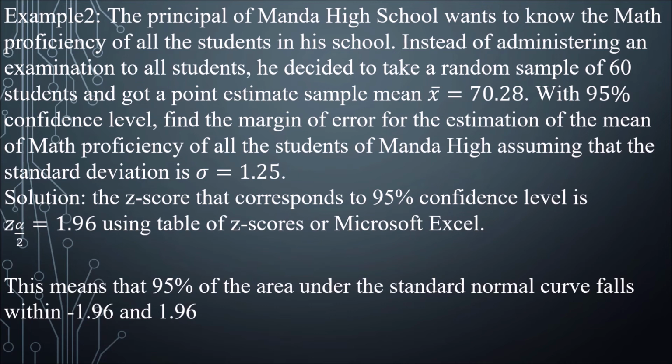For the solution, the z-score that corresponds to 95% confidence level is 1.96. We'll get this using a table of z-scores or Microsoft Excel. This means that 95% of the area under the standard normal curve falls within negative 1.96 and positive 1.96.